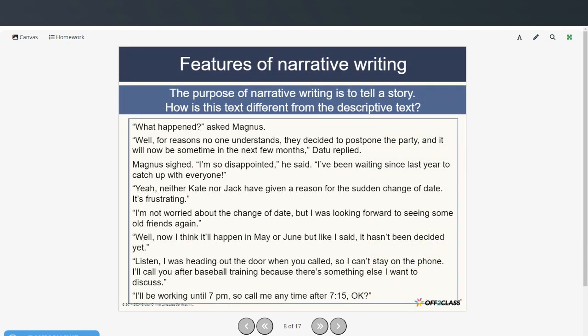All right, so how was this text different from the descriptive text? Think about that for a moment. Well, the descriptive text was just one person kind of sharing the thoughts that were in their head. And here in the narrative, we have a conversation between two people, and there's a lot less description. We find out what's going on by listening to the conversation between the two people, the two speakers.